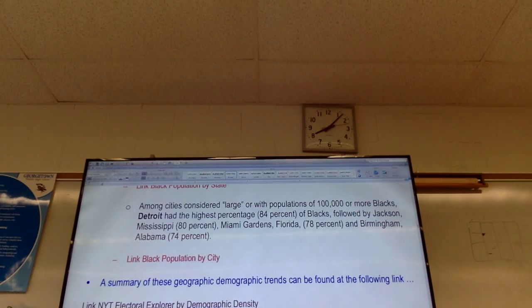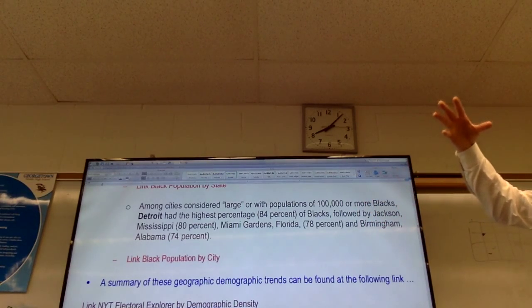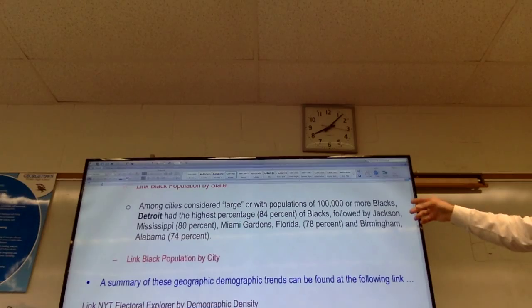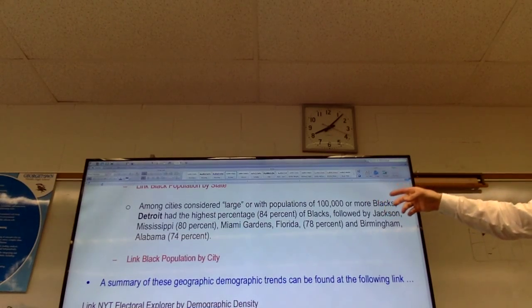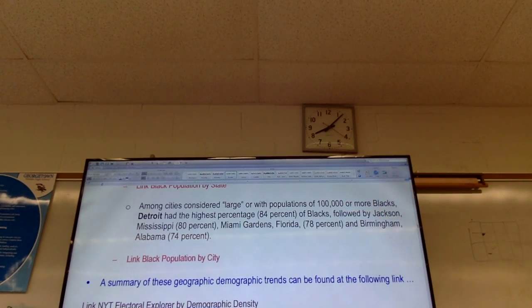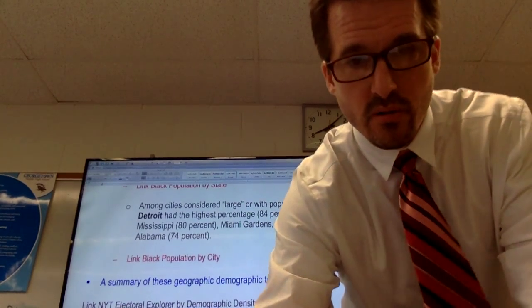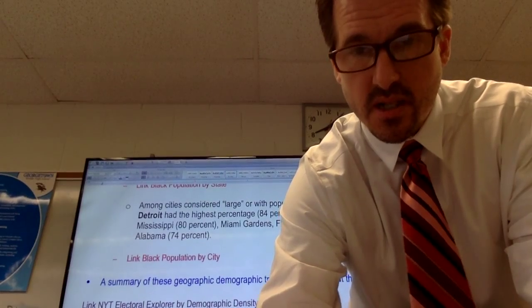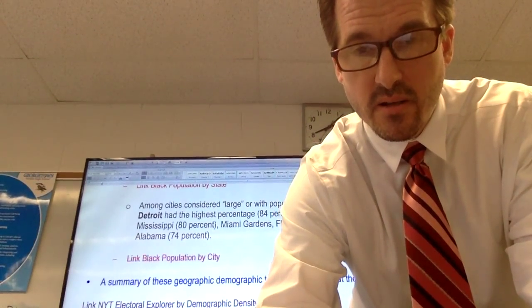Detroit, another. If you look at cities, that's interesting. Detroit has the highest population of African Americans at 84%. Jackson, Mississippi. Here we are in Florida again. Birmingham. Again, what you guys are going to have to do. This is a cool site that you'll get to play around with.